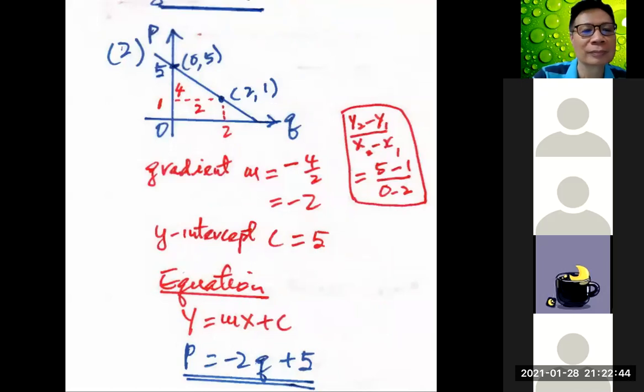Okay. Going downhill, you put negative, negative 4 divided by 2. Gradient negative. Or you take this formula, y2 minus y1, 5 minus 1 divided by 0 minus 2. Also, you get negative 2. Y-intercept is here. The line cuts the y-axis at number 5. Then formula, y = mx + c, the y must replace with the p. You see here is p. X must replace with the q. Here is q. Gradient is negative 2. Y-intercept c is 5. And this is the final answer. Okay?